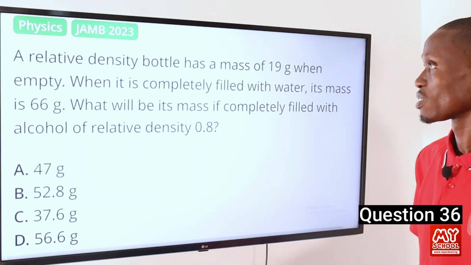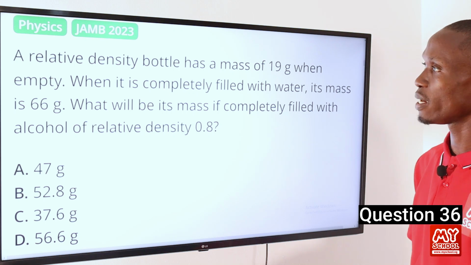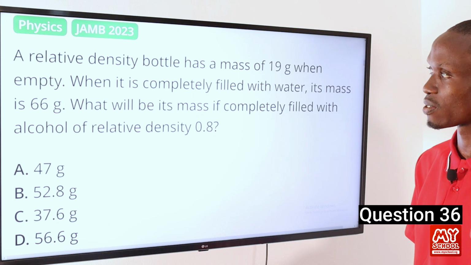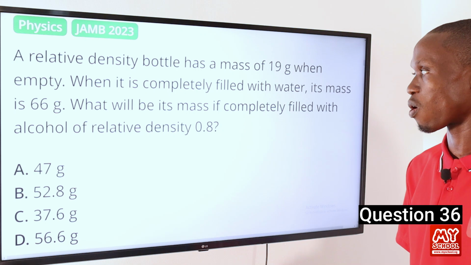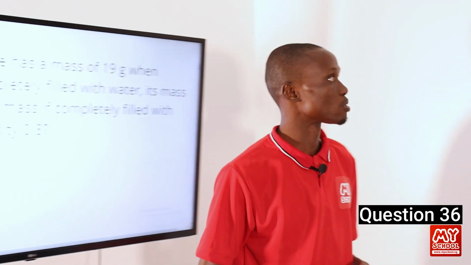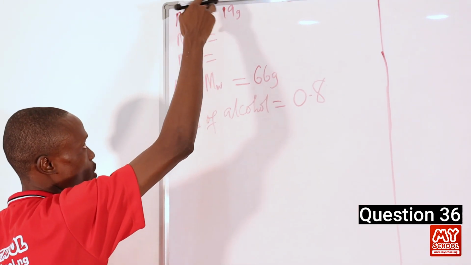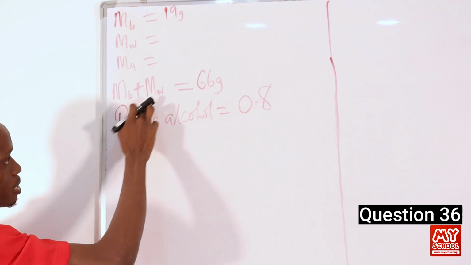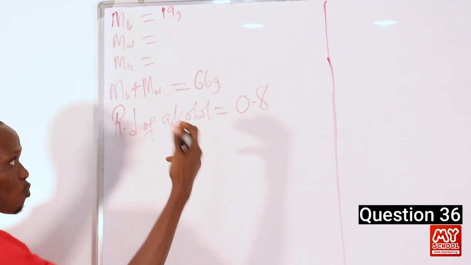Question 36. A relative density bottle has a mass of 19 grams when empty. When it is completely filled with water, its mass is 66 grams. What will be its mass if completely filled with alcohol of relative density 0.8? So let's move over to the board. We know that the mass of the bottle when it's empty is 19 grams according to the question. When it is filled with water, it is 66 grams. So from there we can actually get the mass of water.